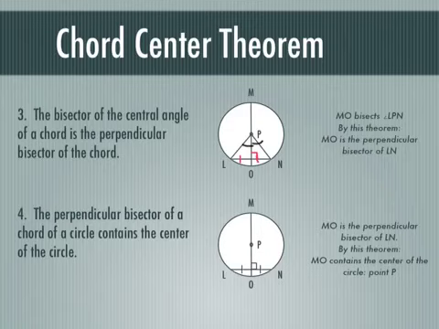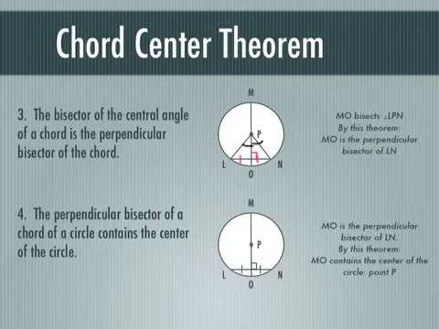And the perpendicular bisector of the chord of a circle contains the center of the circle. So now if I give you a segment and say, hey, we don't know anything about this line, but we know that it cuts this in half and it makes a right angle, it has to go through the center of the circle. Okay, so we would know that center of the circle is point P.